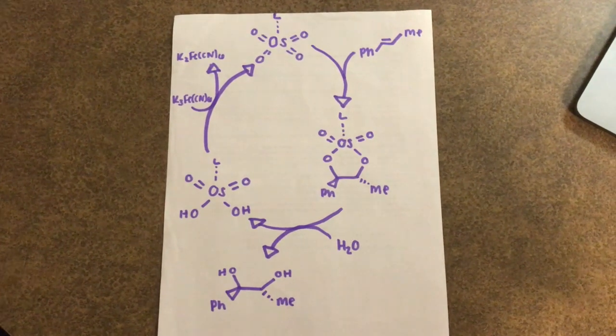Although the Upjohn dihydroxylation reaction yields the products that it is supposed to, there are some limitations. The reaction can take a long time to form its desired products. Another issue with the reaction is that it may generate a low product yield.